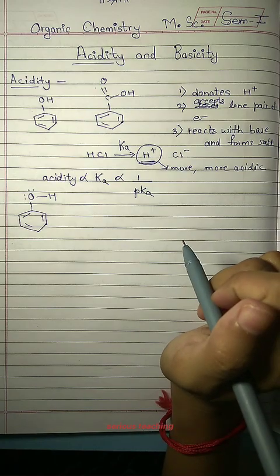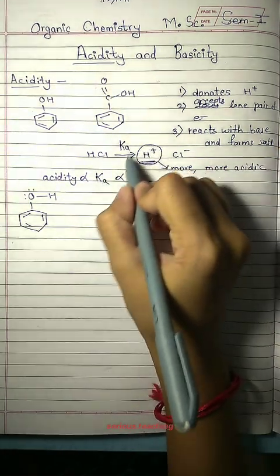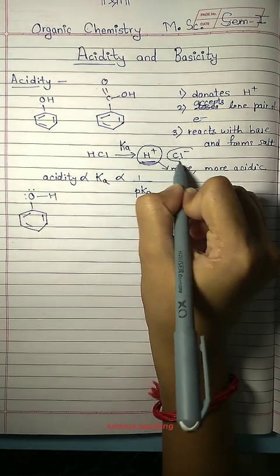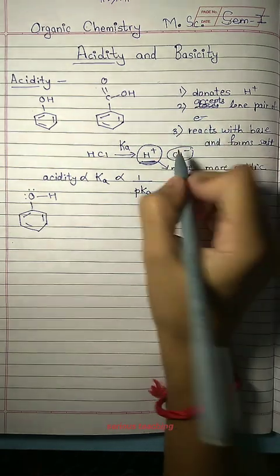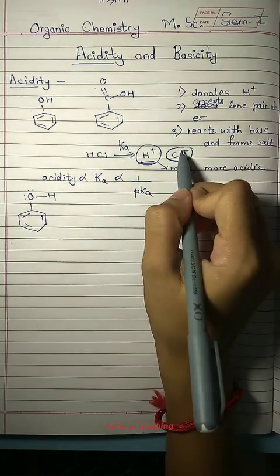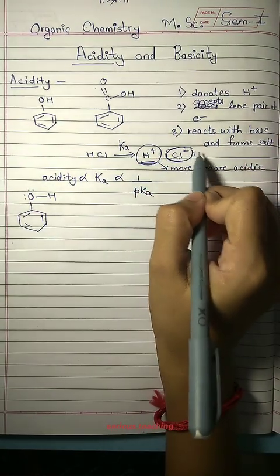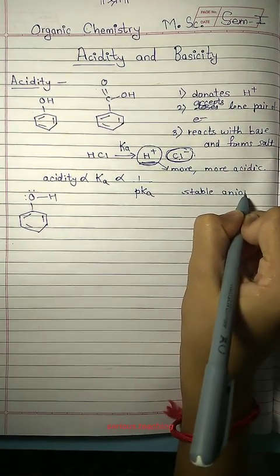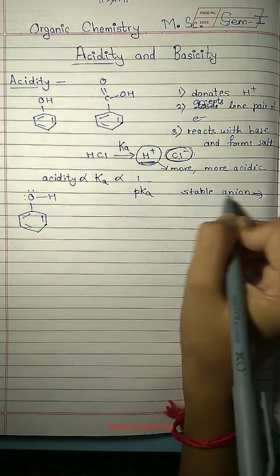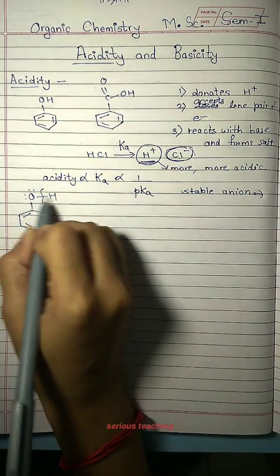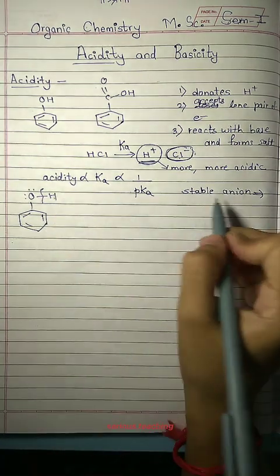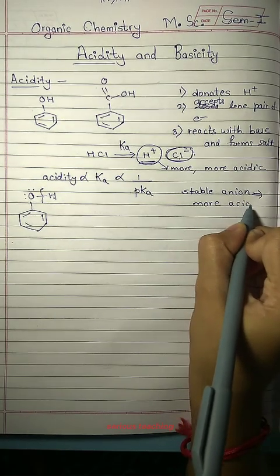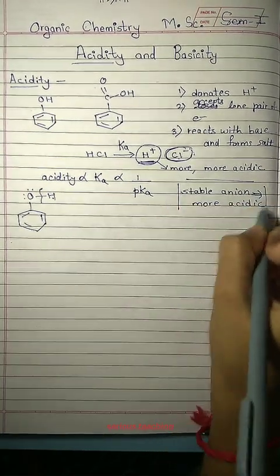Similarly, there is another way of finding acidity. Suppose after this dissociation we are getting H plus and Cl minus, meaning an anion. So we can check the stability of this anion also. If we get a stable anion after breaking that bond of O and H, the acidic proton, that means the compound is more acidic. So we will use this concept for finding the acidic strength.